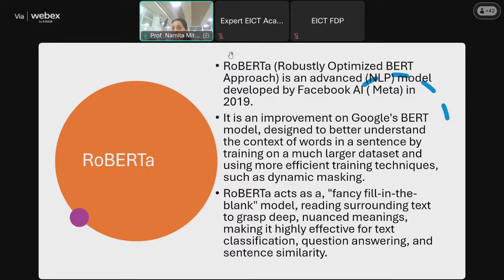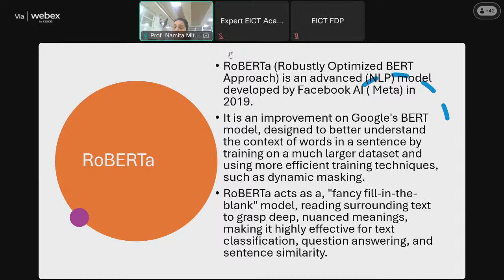So RoBERTa is nothing but an advanced NLP model developed by Facebook. So who developed BERT, and then GPT, and then RoBERTa? Google, OpenAI, and Facebook. So it is an improvement on Google's BERT model. It means earlier there was only Google's BERT, but Facebook, nowadays Meta, improved upon it, designed to better understand the context of words in a sentence by training on a much larger data set. So it's a bigger data set.